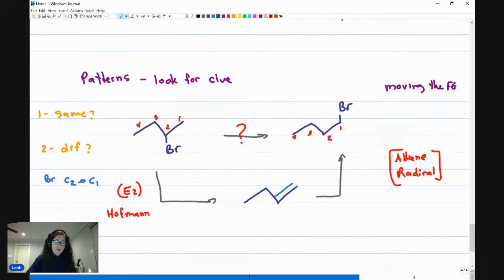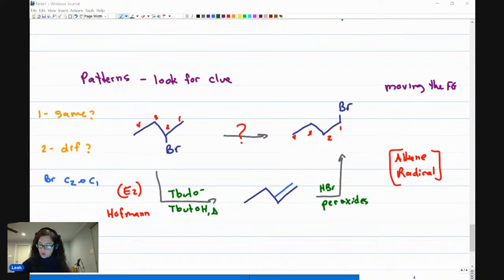Now that we have the product, we can go and input the reagents. I already started giving it to you, so here we go. tBuO-, another way to write it, in tBuOH, tert-butoxide in tert-butanol at heat. And now that I have the alkene, to get the bromine on the anti-Markovnikov position, that is the radical halogenation, I will use HBr in the presence of peroxides because peroxides are going to give me the anti-Markovnikov product through a radical intermediate, and that is what I want in this case.